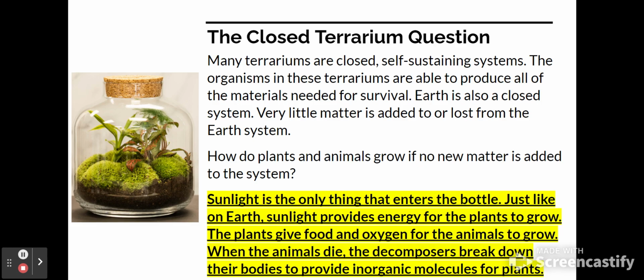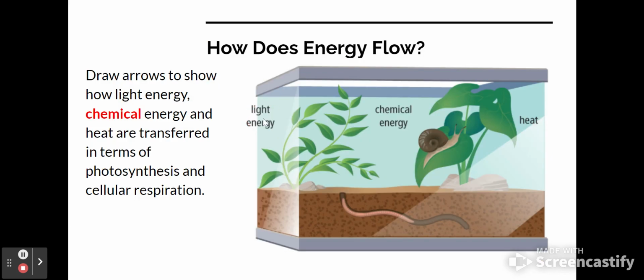And then when the animals die, there are decomposers that break down their bodies to provide the inorganic molecules, things like carbon and oxygen and hydrogen, to plants so they can grow. Now, we're going to draw arrows here to show how light energy, chemical energy, and heat are transferred in terms of photosynthesis and cellular respiration. So I want you to draw an arrow from one object to another, showing the direction of energy, like where it's going, when you're looking at photosynthesis and when you're looking at cellular respiration.